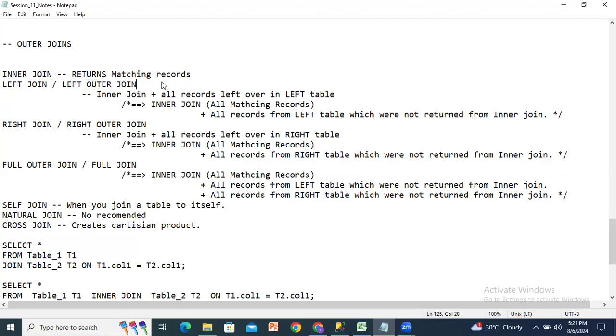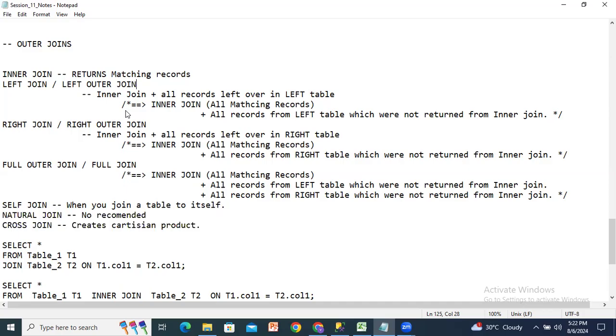Okay, let's see. First, what is a join? A join is mainly to combine two tables, or to join two tables. That is called a join. So why do we have to use a join? For example, our data is not available in a single table.